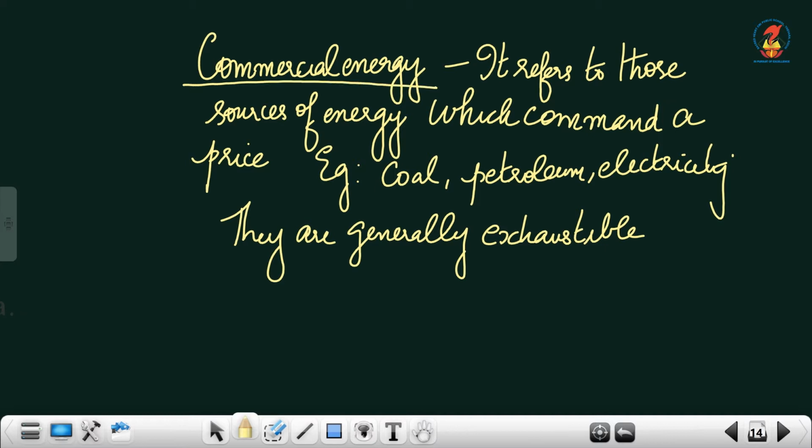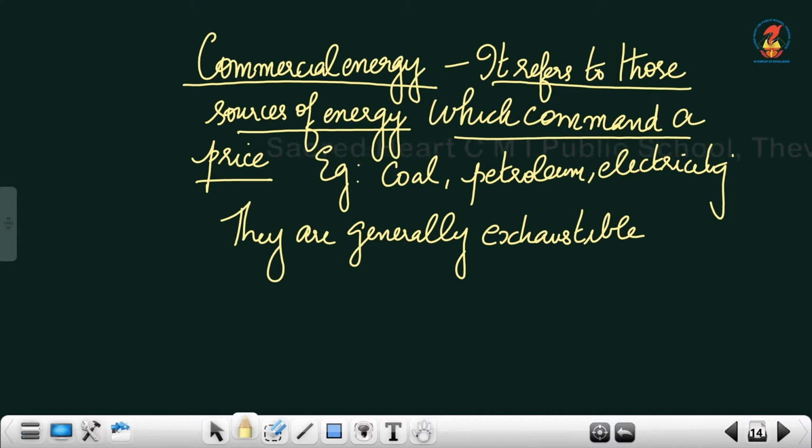Commercial energy, from the name itself it is very clear, commercial purpose. It refers to those sources of energy which command a price, which means we need to give an amount of money to get it. It is a good which commands a price. Example, coal, petroleum, electricity, etc.